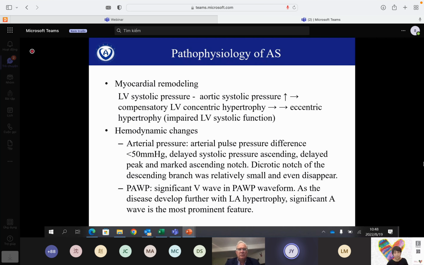For hemodynamic changes, the arterial pulse pressure difference is less than 50 millimeters of mercury, and they will suffer from delayed systolic pressure ascending, delayed peak, and a marked ascending notch. The carotid notch of the descending branch is relatively small and even disappears. For pulmonary artery wedge pressure, you can see a significant V wave in the waveform as the disease develops further. With left atrium hypertrophy, a significant A wave is the most prominent feature.